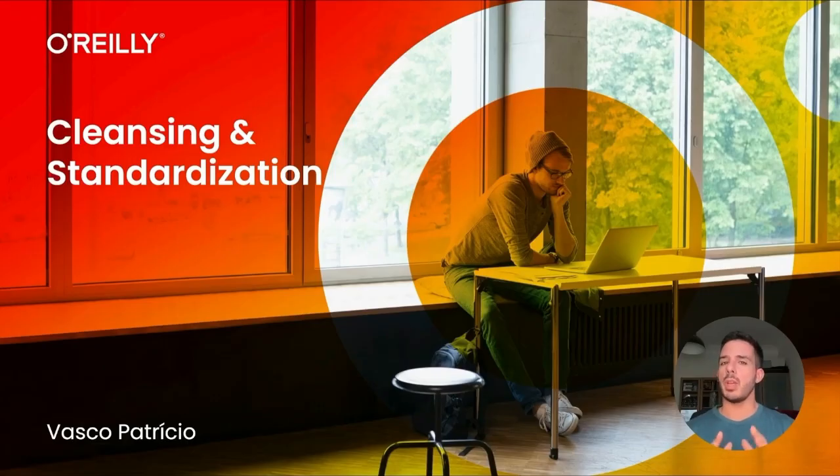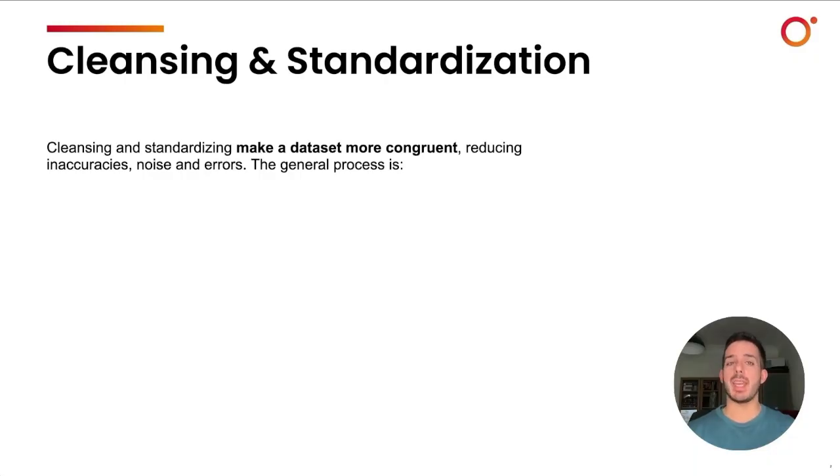Welcome to this lesson on how to use GenAI to cleanse and standardize data. What are cleansing and standardization as activities? Well, they make a dataset more congruent by reducing inaccuracies, noise, and errors. In a way, they streamline data by reducing noise and by removing things which are not congruent and just confuse the data science or any other type of tool that wants to work with those data, and the humans as well that want to work with those data.